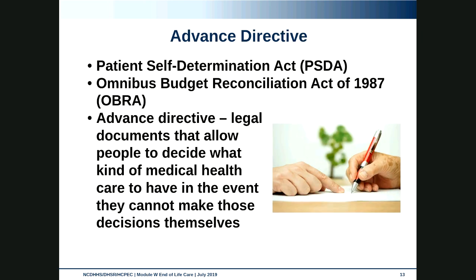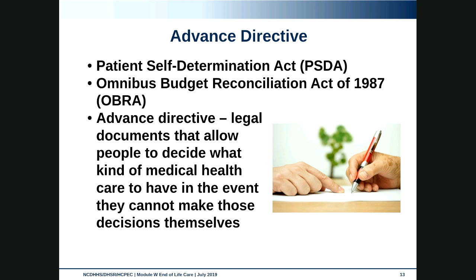When we talk about advanced directives, this is one of the documents that we use in order to convey what we want. The Patient Self-Determination Act gave us the ability to accept or refuse treatment as we wish. It gives us the right to choose what we want to do. It also allows for residents to name a person to make these decisions for them. And we'll talk about medical power of attorneys or durable power of attorneys in just a second.